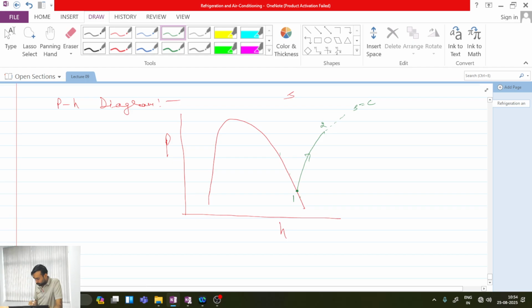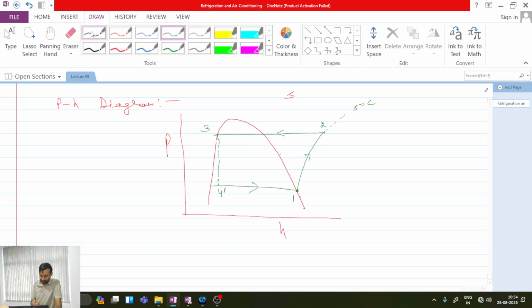Then 2 to 3 I will be having constant pressure heat rejection, and then 3 to 4, what? Isentropic or isenthalpic? Because we are talking about the triple S cycle, so isenthalpic. So it will be a vertical line, a vertical dashed line. Say this is my point 4 dash and this is 1.